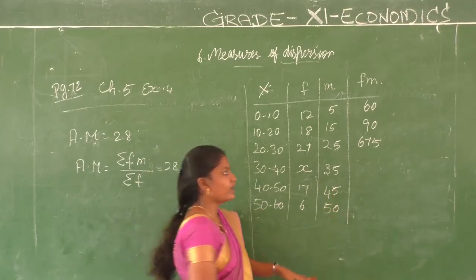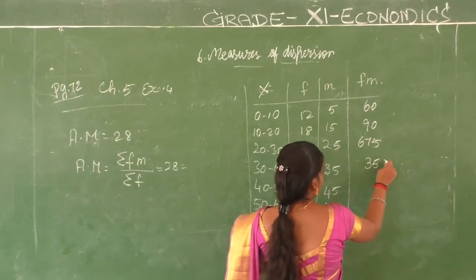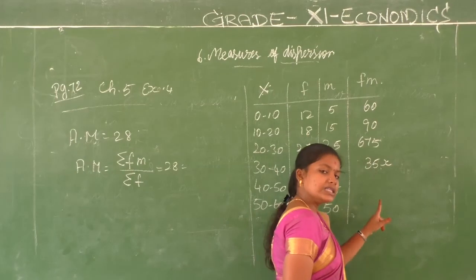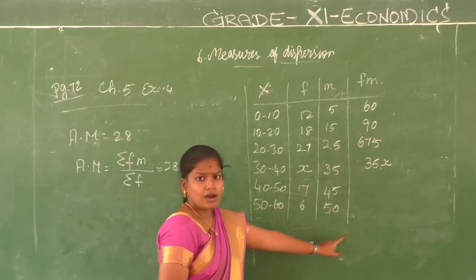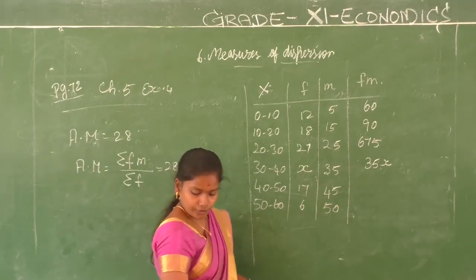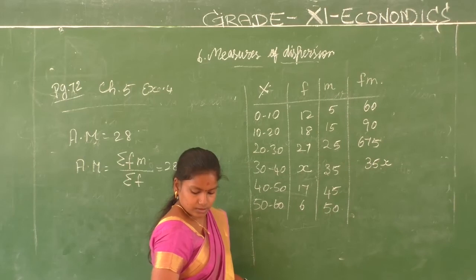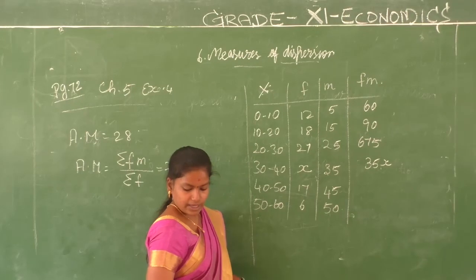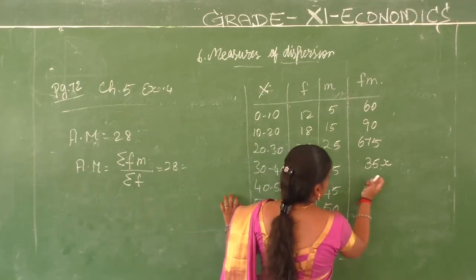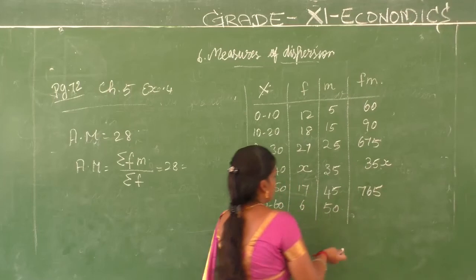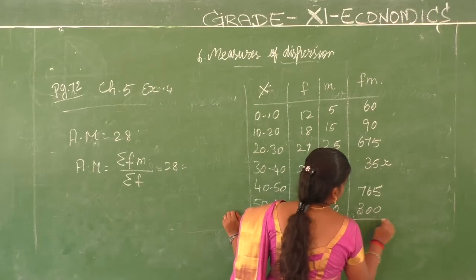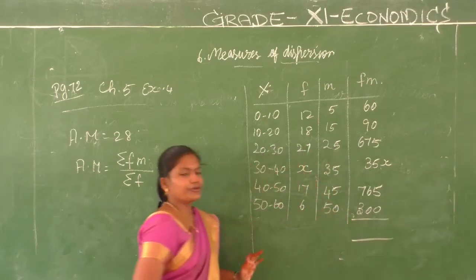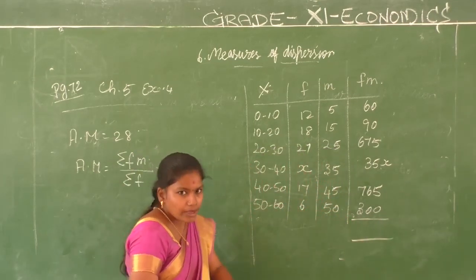X into 35, we'll keep it as 35x. Then we have 17 into 45, right, children? So we're going to have 17 into 45, we have 765. 6 into 50, we have 300. So what are we going to do? We are going to add it. How are we going to add it?